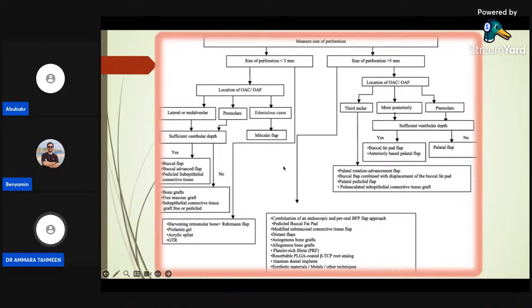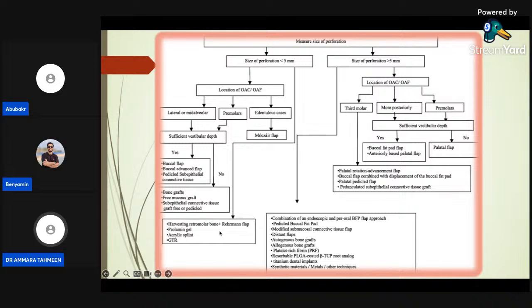So again, if there is a defect of less than 5 mm but there is not enough soft tissue or bone around the defect, and you cannot close the defects from the local flaps, then we usually have to harvest retromolar bone, usually from the tuberosity area if there is enough tuberosity bone, or we can go for the retromolar bone from the mandible.